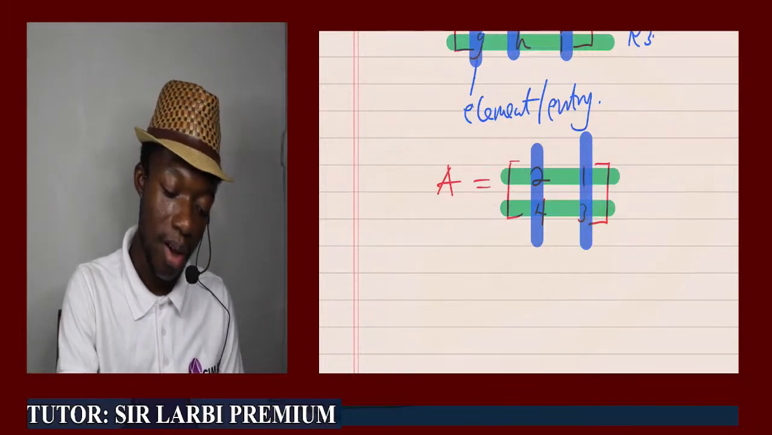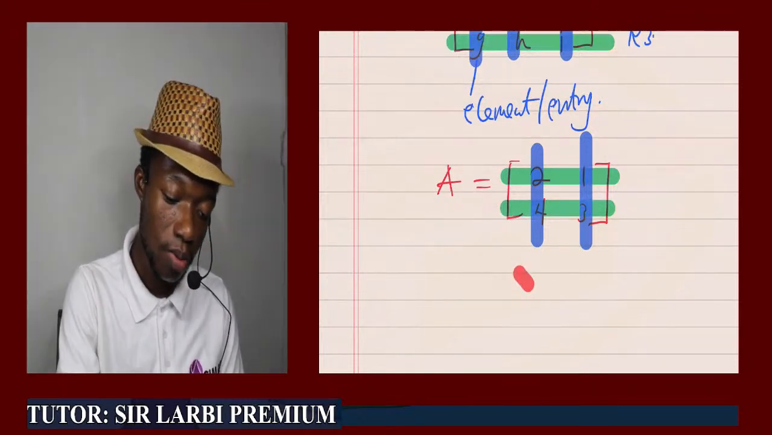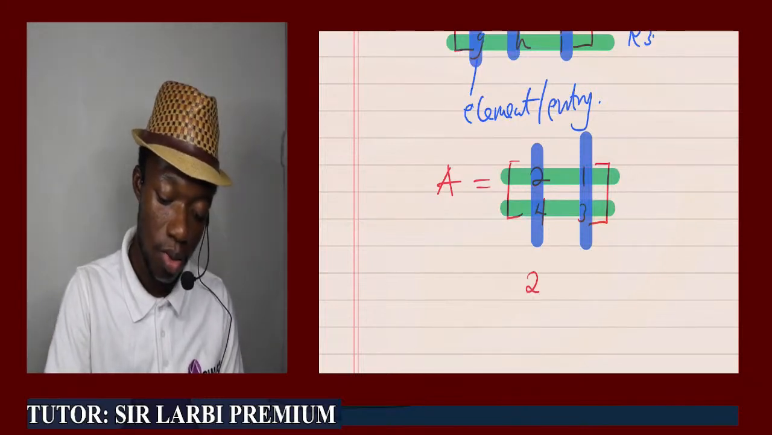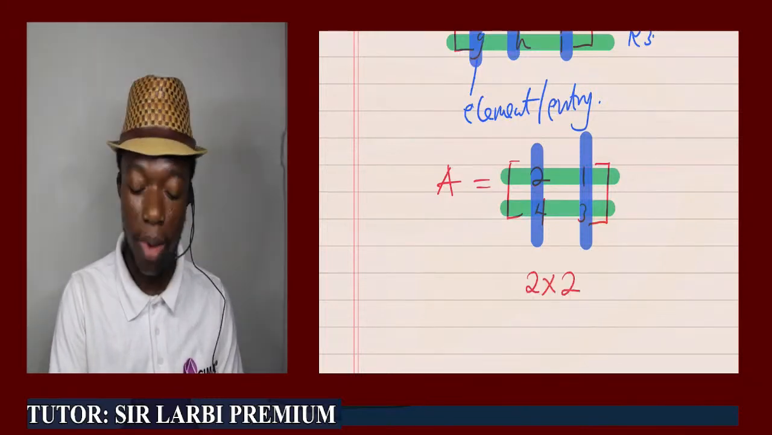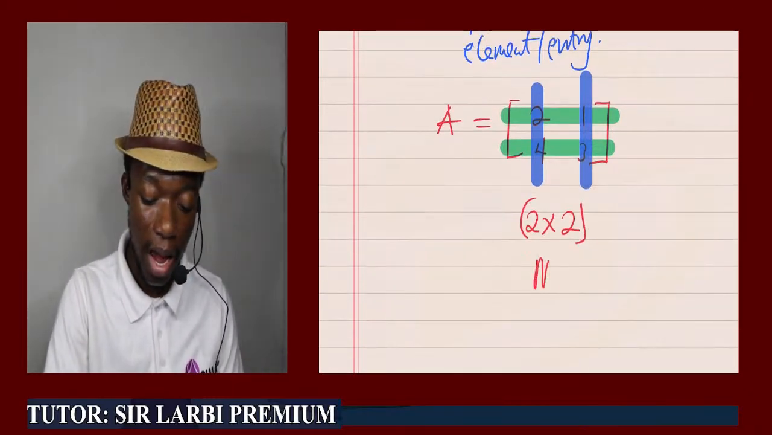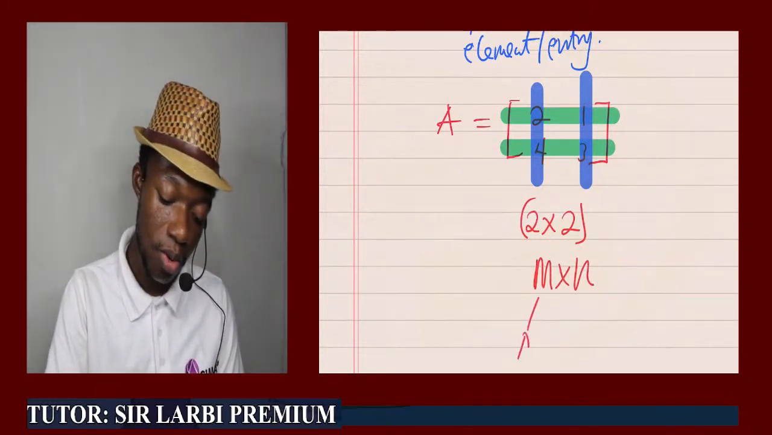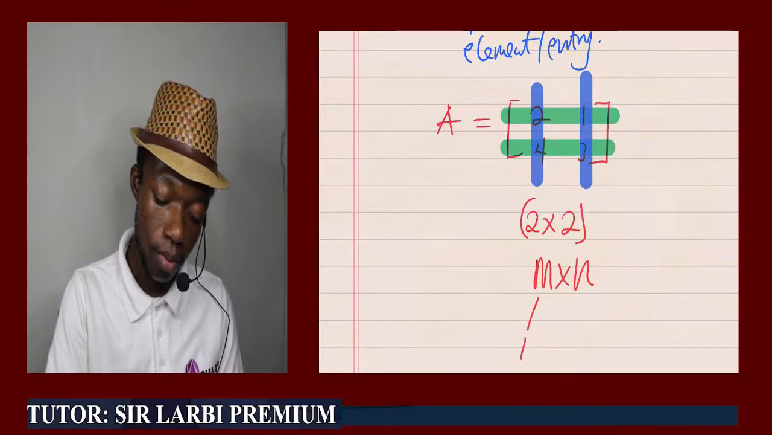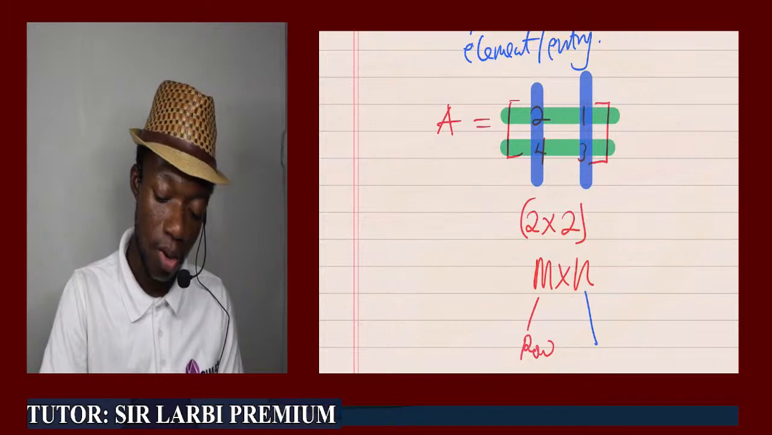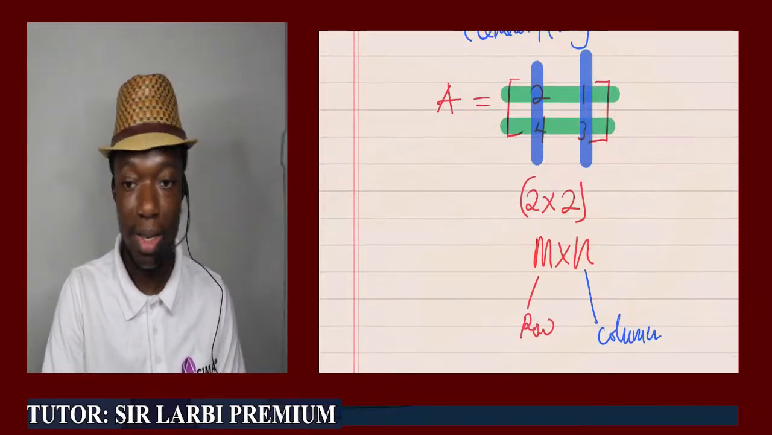So by that way, we can say that this is a 2 by 2 matrix. A matrix, in terms of its size, is denoted by the form M by N, where M stands for the row, and N stands for the column. This is how matrix sizes are determined.